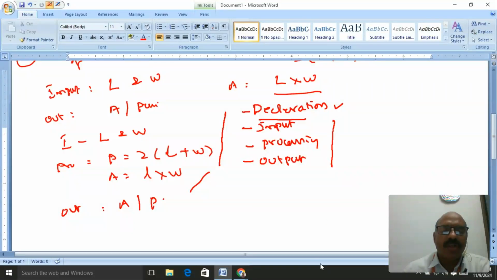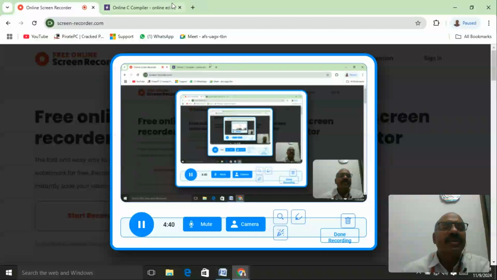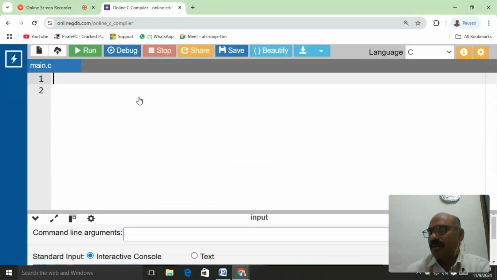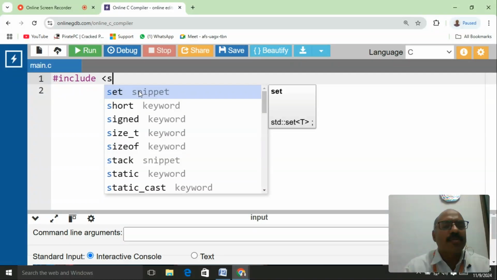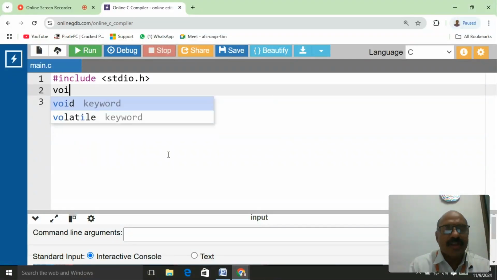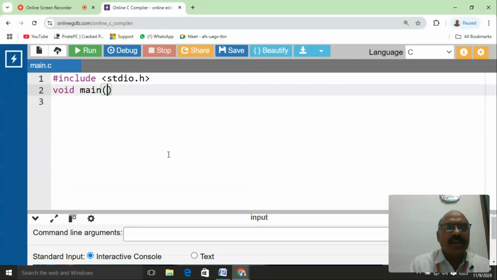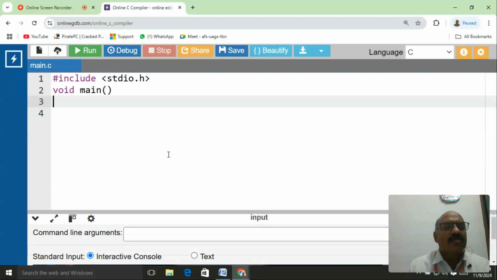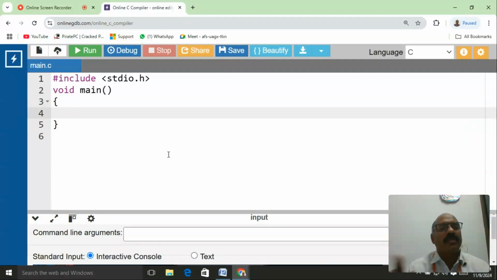Now I am going to take that one. Please observe carefully, right? So I open the online C compiler. We know that a C program starts with the header file: hash include standard input output, stdio dot h. Next, I am going to write void main. So void is also a data type, which represents nothing to be accepted or returned to the compiler.